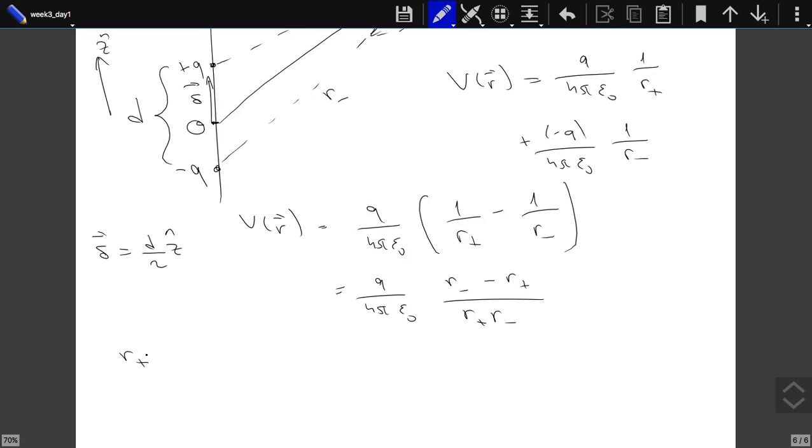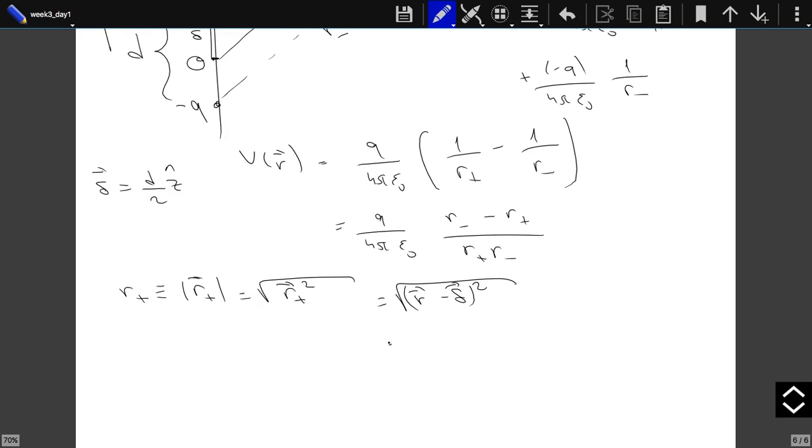So r plus, which is the magnitude of this r plus vector, is the square root of the r plus vector squared, which is the square root of the r minus delta vector squared. So this is equal to the square root of, well, let me just do both of them together. They look basically the same. If you take the lower sign here, take the lower sign everywhere. If you take the upper sign here, take the upper sign here, upper sign here, upper sign here. That will be the notation.